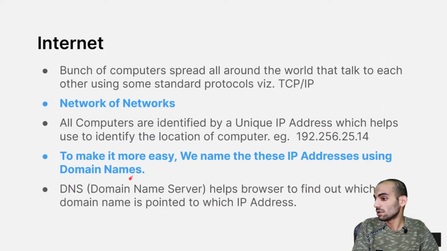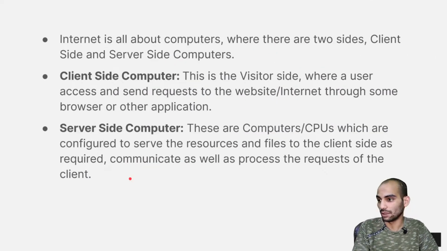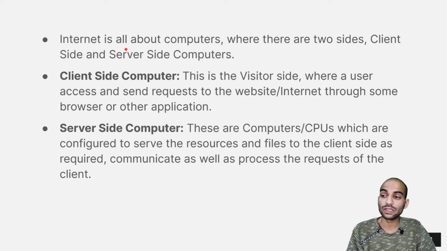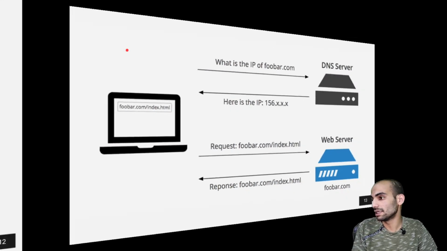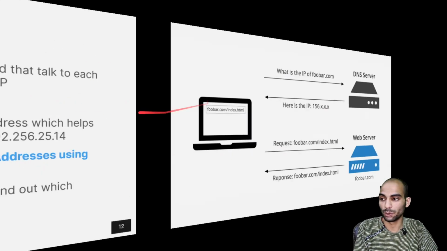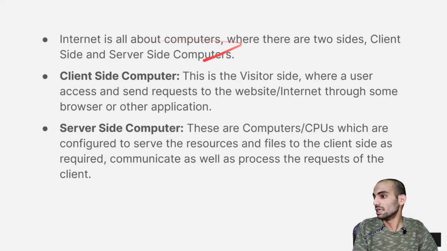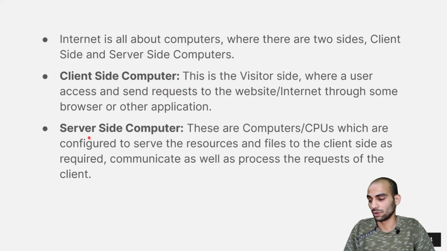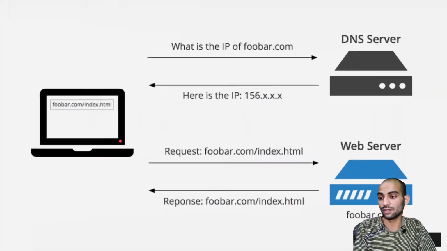Okay, for now let's go to the next slide, because I think this is something that I should have explained earlier. The internet is all about computers, right? Earlier I was only talking about computers being connected. But there are two sides in the internet: one is the client side and the other is the server side. Basically these are both computers. So whenever you hear the word server, it's nothing but a computer.